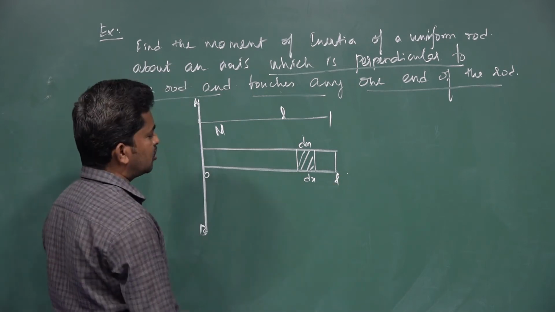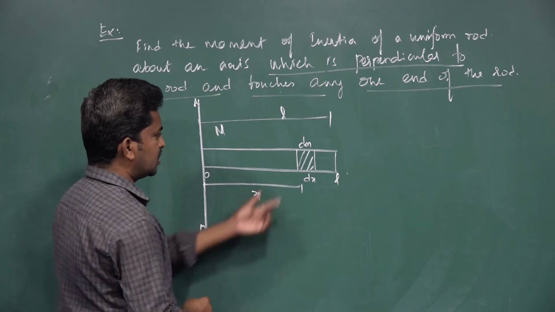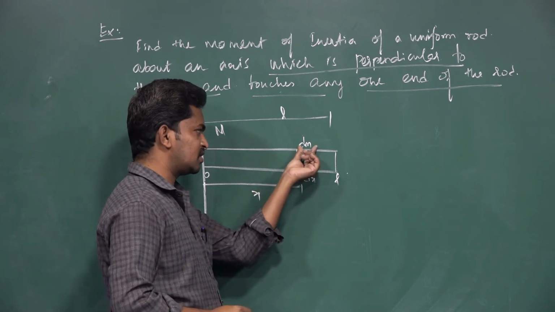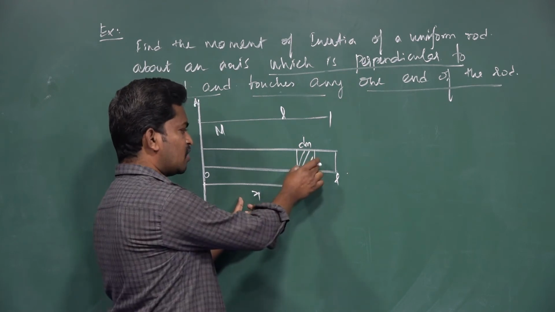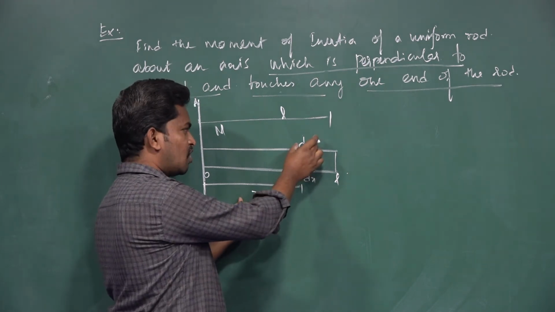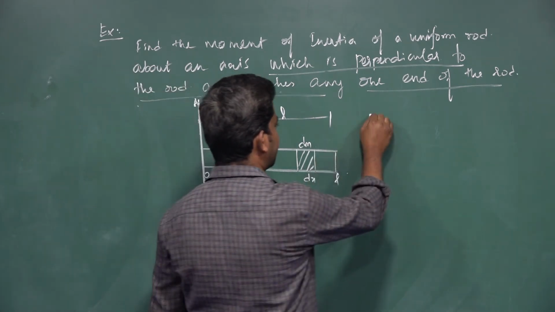Limit is 0 to L. The distance is x from the axis. Consider a point mass, a small mass dm at a distance of dx. The position vector means the point mass dm is placed at a distance x from the axis. You know well the moment of inertia formula.